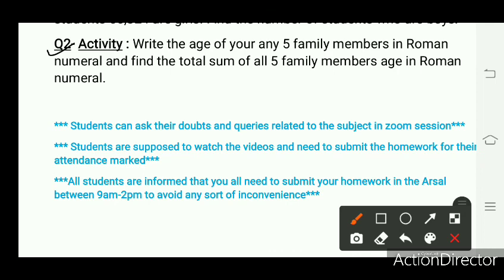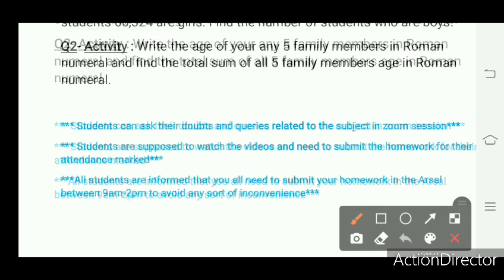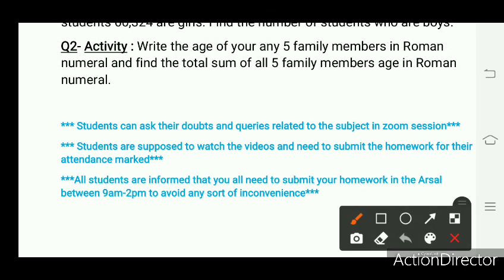Now students, in question number 2, I give one activity to you. Write the ages of any 5 of your family members in Roman numerals and find the total sum of all 5 family members' ages in Roman numerals. So you write the ages of 5 family members in Roman numerals, and you also find the total sum of all family members in Roman numerals.